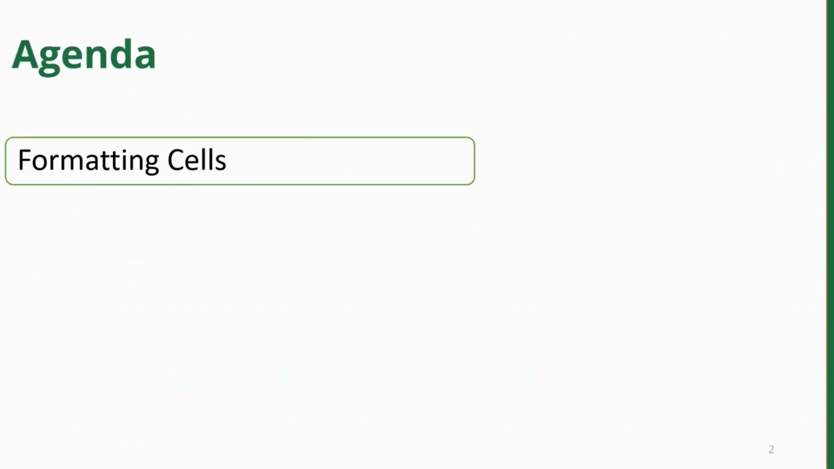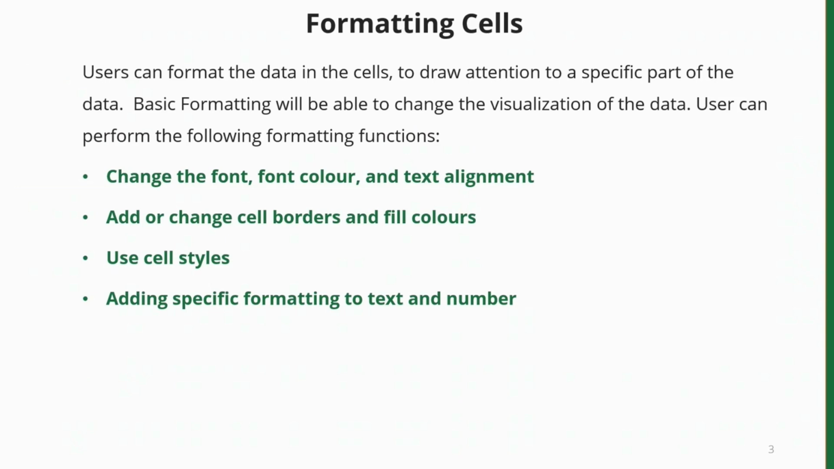So, formatting cells is very different. For example, here you are not selecting a whole cell range to format. What you are selecting is certain cells to look in a certain way. So the look and the feel might change. For example, changing the font color, text alignment, adding cell borders, filling colors, using cell styles, and even specific formatting to text and number. So let's understand how to do all of these things.